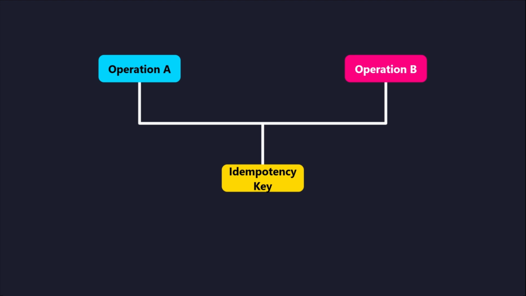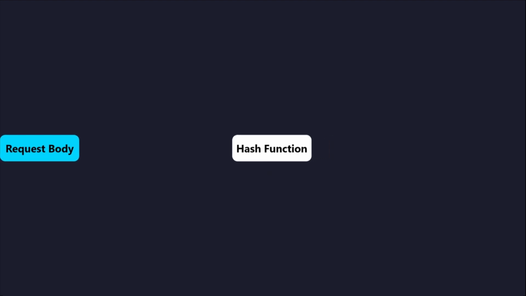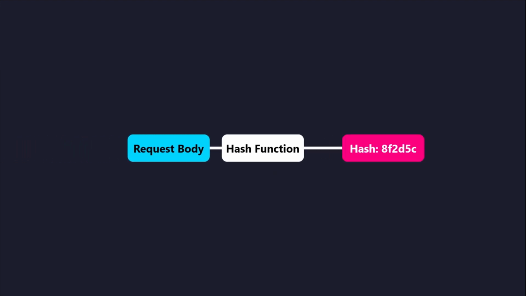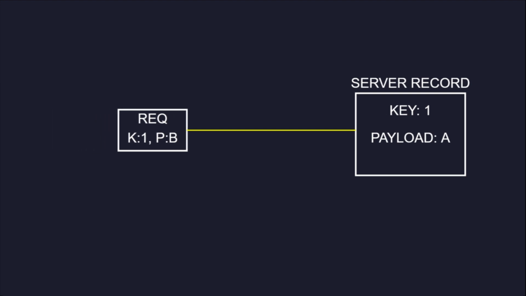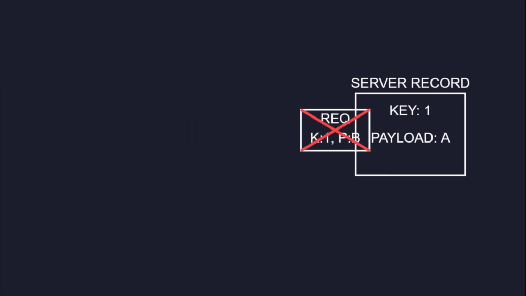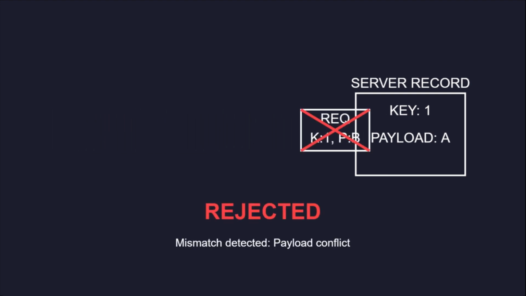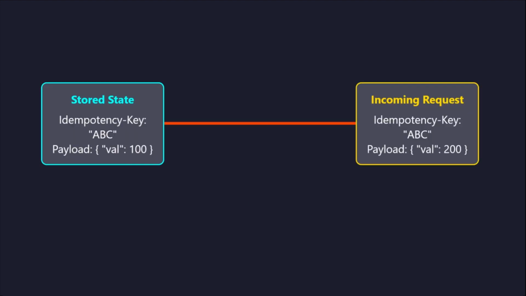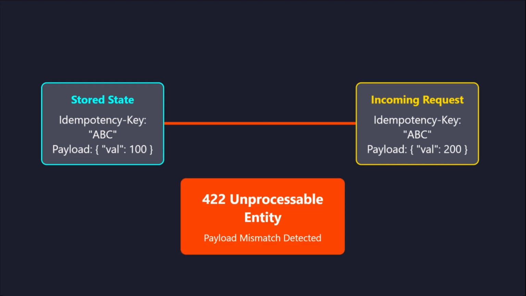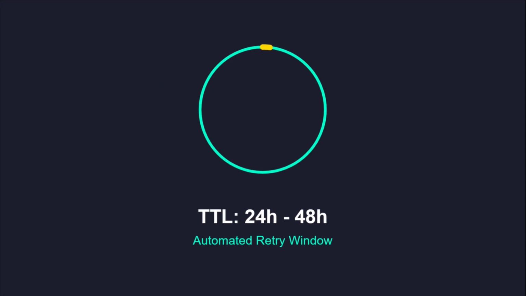To prevent key reuse for different operations, generate a cryptographic hash of the request body. Store this hash with the idempotency key to validate request consistency. If a request arrives with an existing key but a different payload, the server must reject it. This indicates a client-side error or an attempt to reuse keys. For payload mismatches, return a 422 Unprocessable Entity status code. This clearly signals that the idempotency key is already tied to a different set of data.